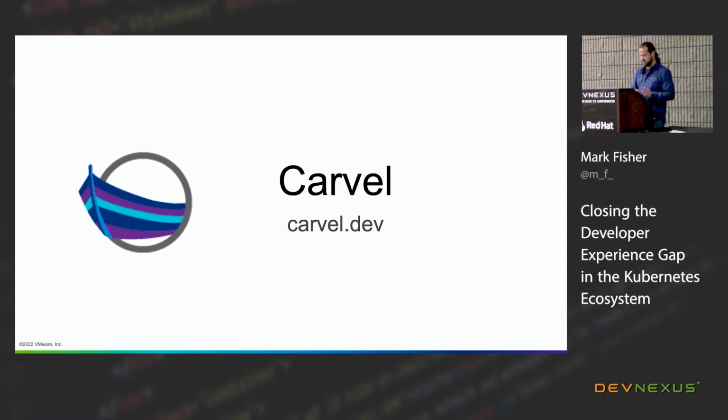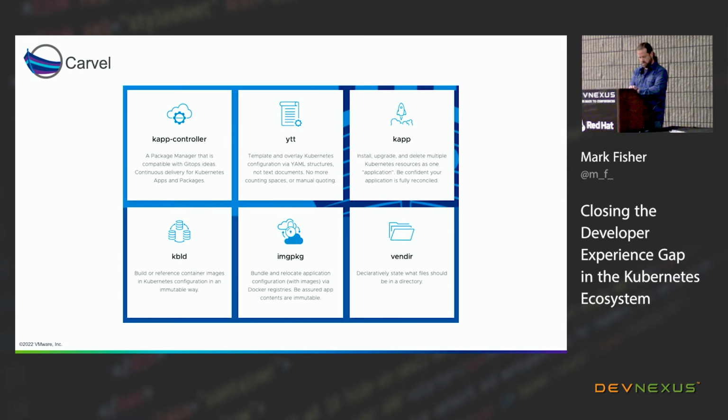Okay, so now what I'm going to do is walk through several different projects that create custom resources and expose them as part of the API, and we'll talk about what each one does, the domain that they focus on. Okay, so starting with Carvel.